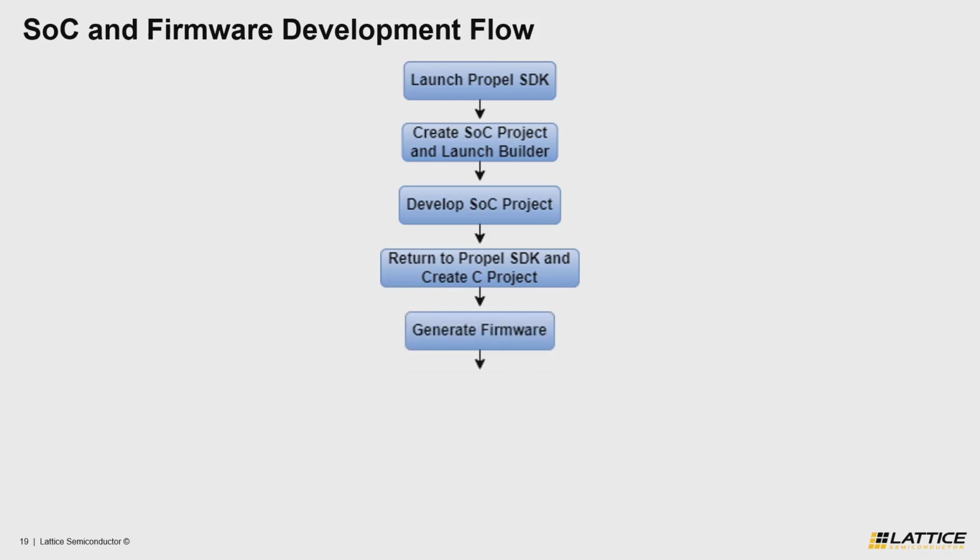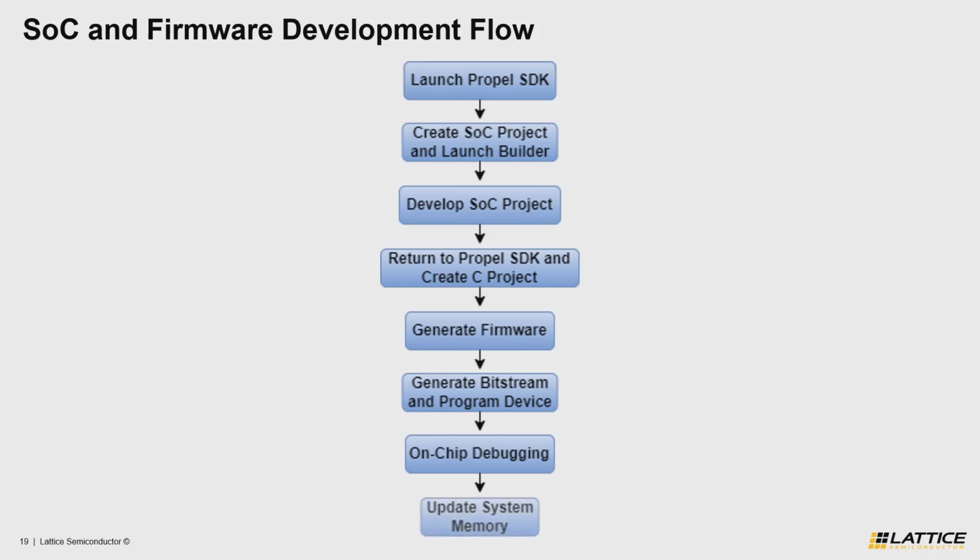After that, the next few steps are to export your project to Diamond or Radiant in order to run through the project implementation flow and generate a bitstream. Next, you will need to program your device using that bitstream so that we can return to Propel SDK and use OpenOCD in order to test our firmware on a live device. Finally, once you are satisfied with the state of your project, the last step of this flow would be to update your SoC's system memory with the memory initialization file generated by Propel SDK.